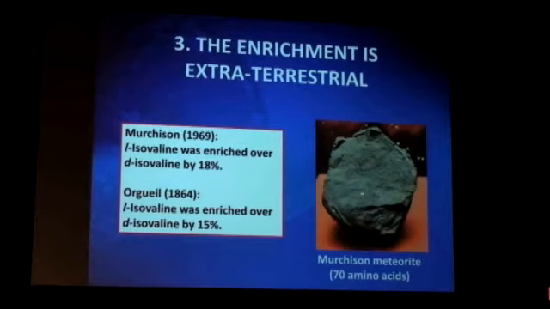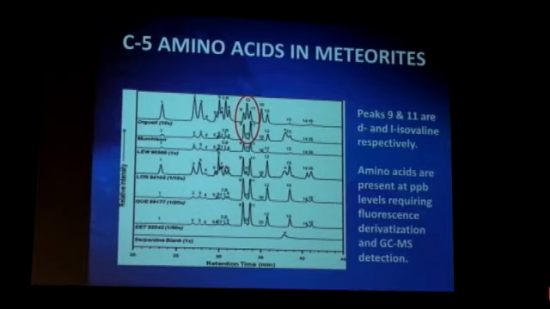Now the entire claim that enrichment is extraterrestrial is based on the finding that in the Murchison meteorite and also in the Orgueil meteorite, the ratio of the D isomer over the L isomer of isovaline was enriched 18% in Murchison and 15% in Orgueil. And it turns out in the Murchison meteorite, shown right here, they discovered some 70 amino acids. 50 of those amino acids do not exist in living organisms. And of that 70, 15 amino acids are shown right here.